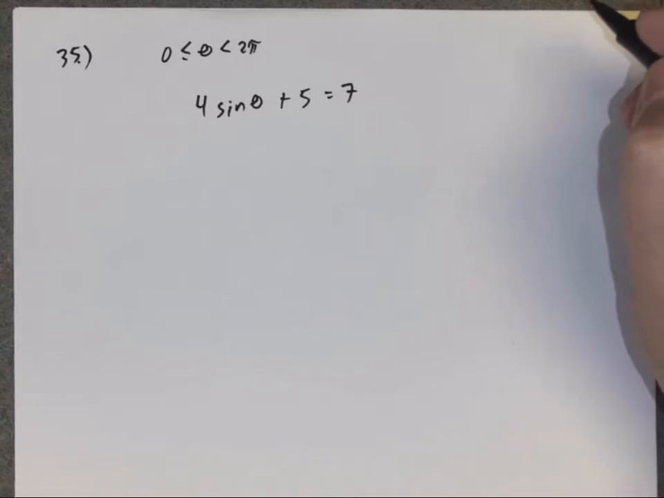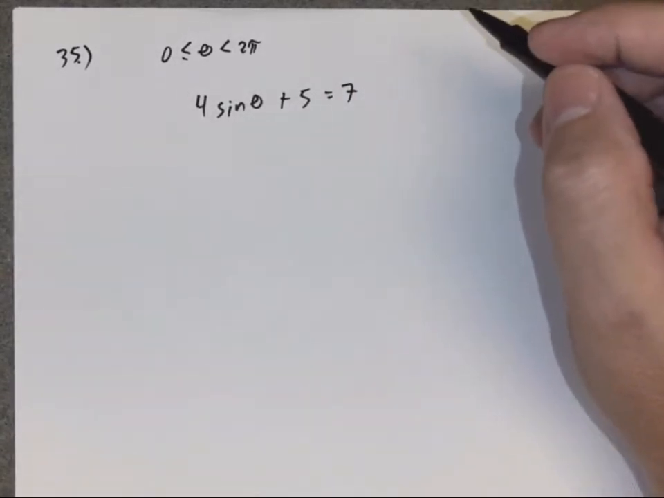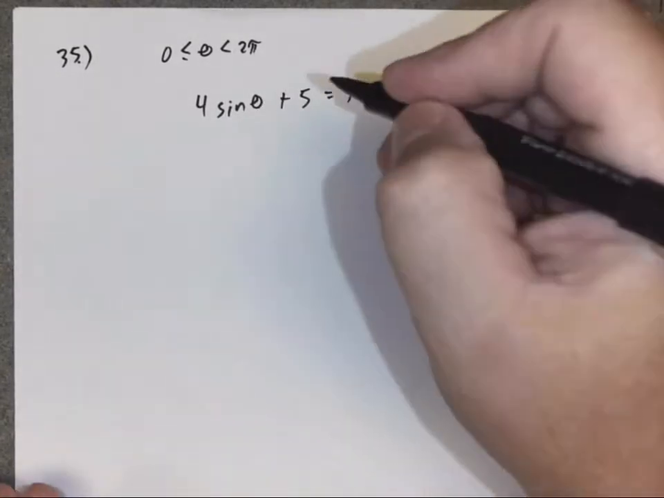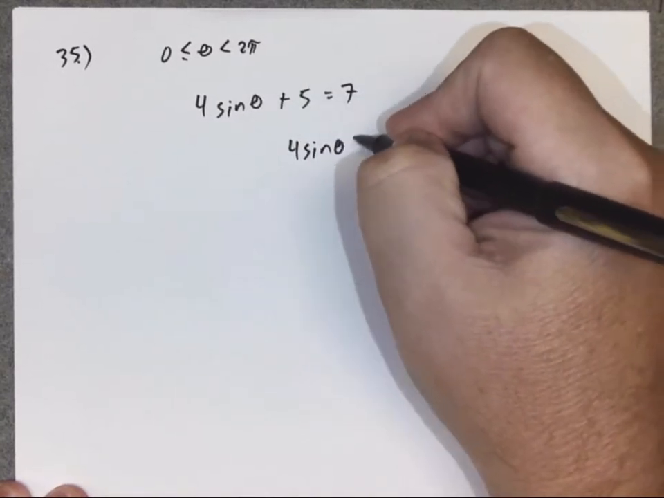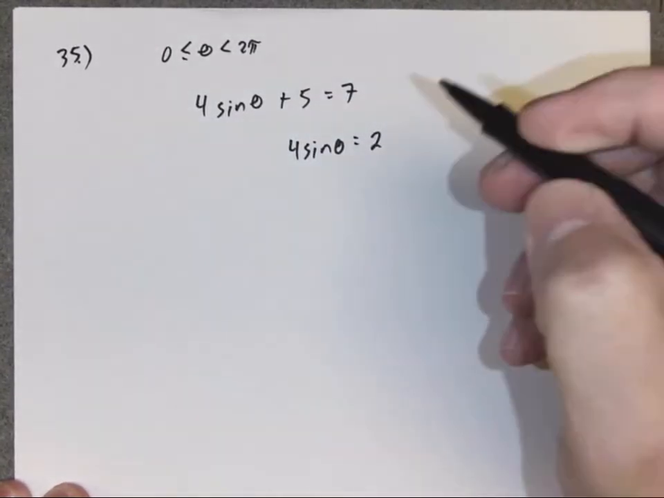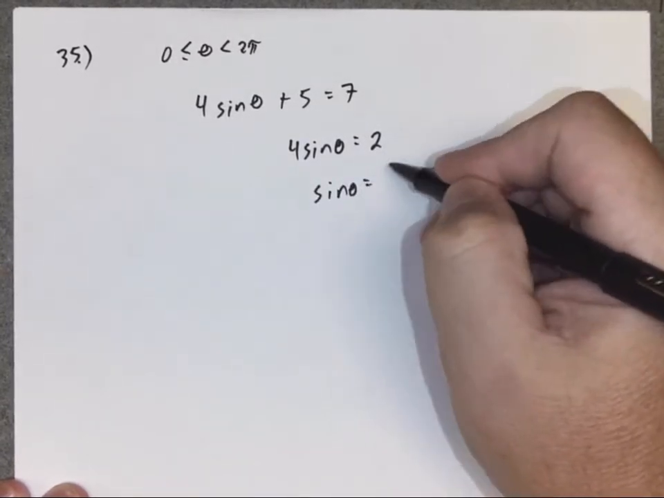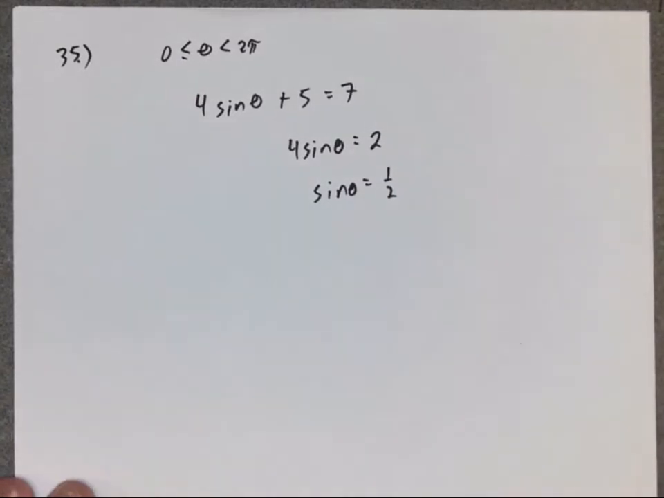And then after you do that, then you need to solve for the angle, solve for theta. So let's get the sine theta by itself. So I'll subtract 5 from both sides. Divide both sides by 4. So it's 2 over 4, which is 1/2. Okay, first step accomplished. I've now solved for the trig function.